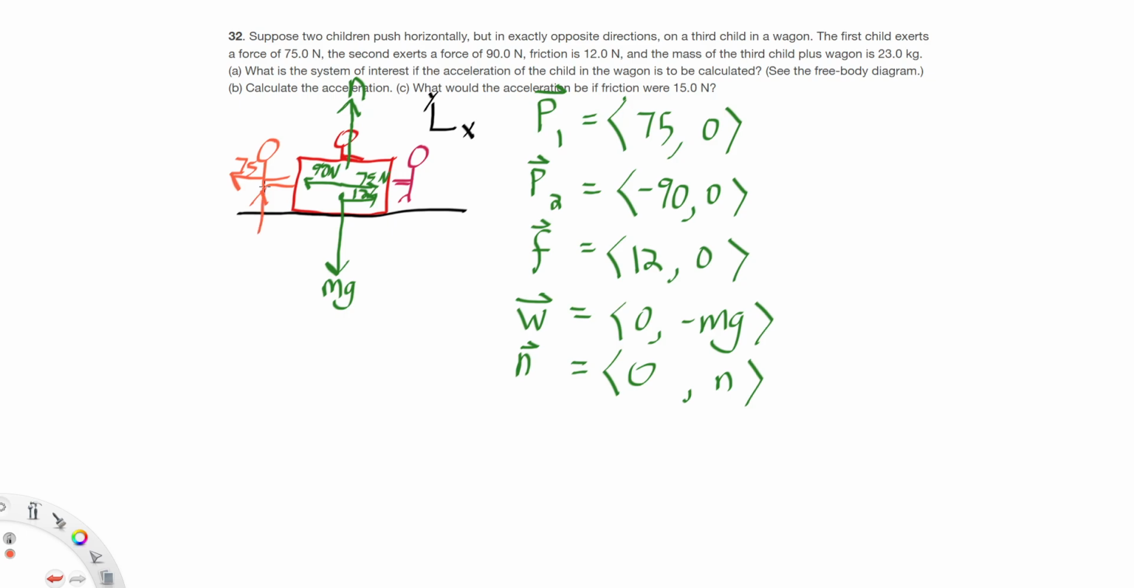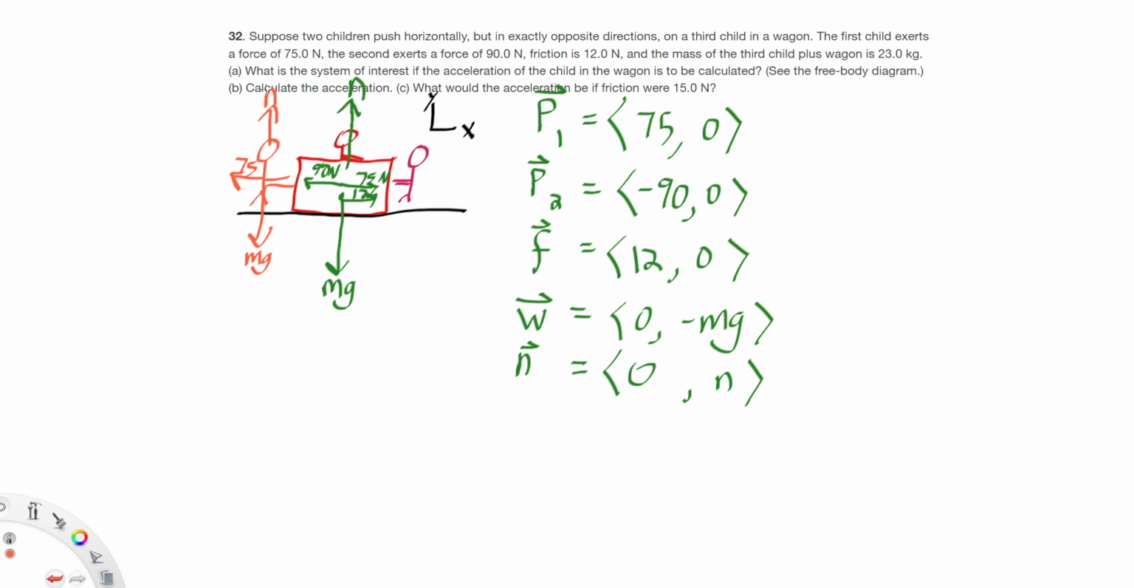Likewise, the orange fellow also has his own weight and his own normal force, but we aren't concerned with that. The orange fellow is not in our system. It's just the red wagon and kid. So just the red stuff is our system. Everything else is external. All right.